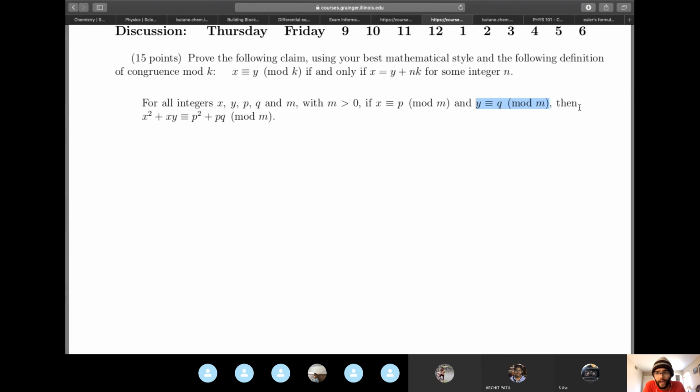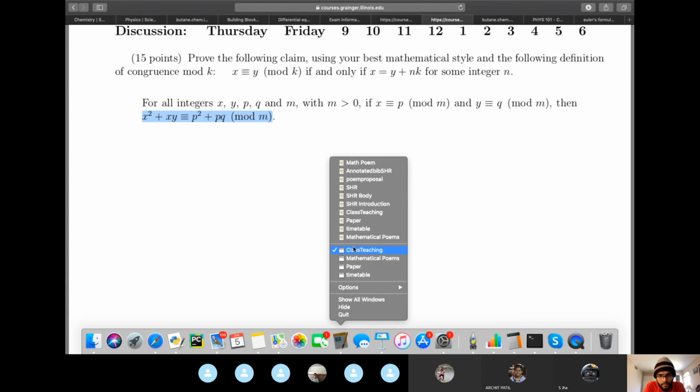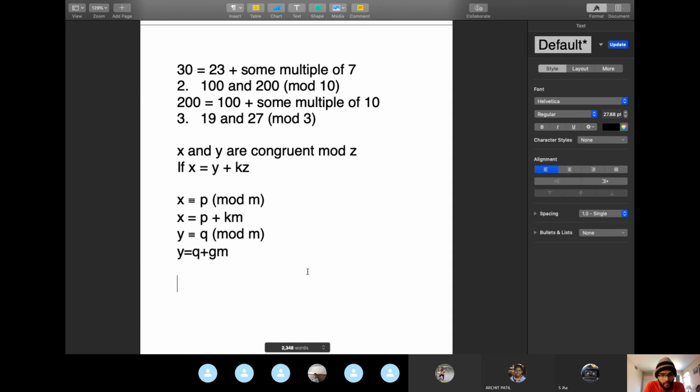So these are the two statements that have been given to us, and now we have to prove that x squared plus xy will be congruent to p squared plus pq mod m. We have to prove this. Let me just write these things properly. x squared plus xy is congruent to p squared plus pq mod m.